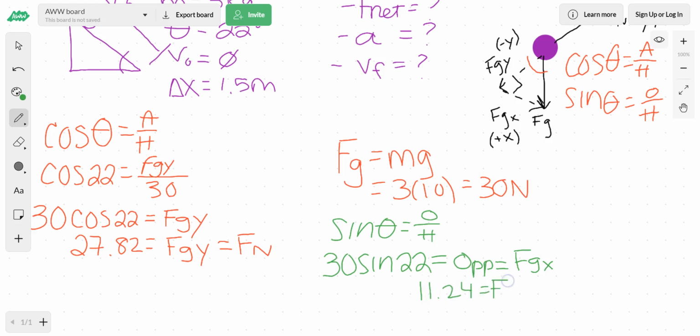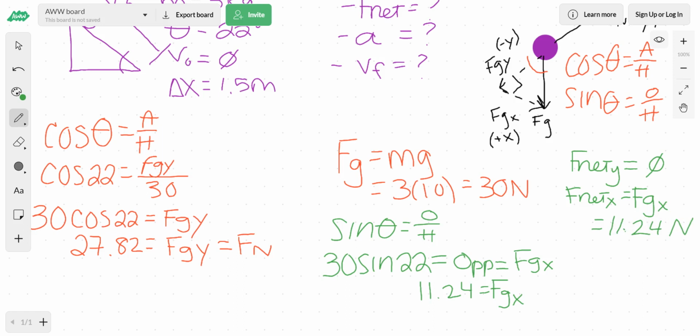Alright, so that's FGX. Now we're talking about net force, which is one of the things that we're supposed to find. So since, like I said before, it does not leave the surface of the ramp, that means that F net y is 0. F net x is going to be the sum of all of the forces in the x direction. And in our free body diagram, since there is no friction, F net x is the only x force we have, which is Fgx. So that means F net is 11.24. So for this particular problem, our object is going to experience a force of 11.24 newtons.